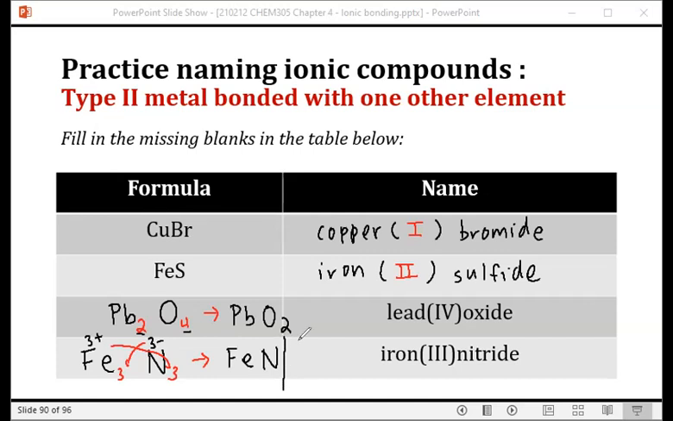We can, of course, always check the math. So for iron, we have 1 atom of iron times a charge of 3+ equals 3+ for the irons. And for nitrogen, we have 1 atom of nitrogen times a charge of 3- equals 3-. And when we add those up, you get 0. So it works out. Okay, let's move on to some more.